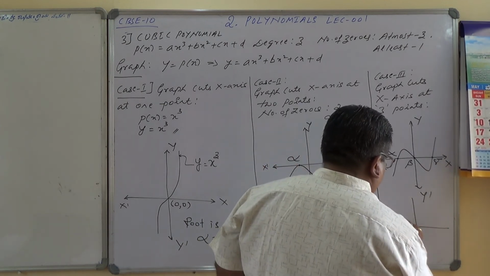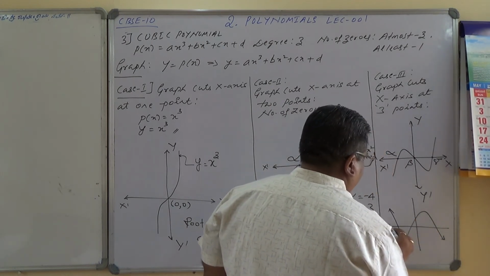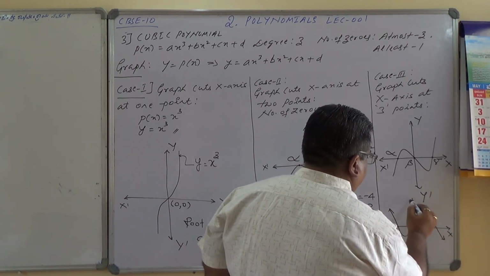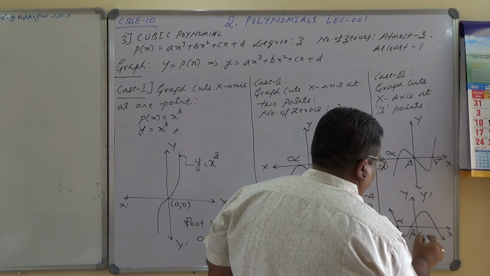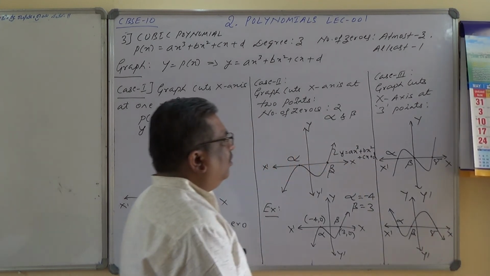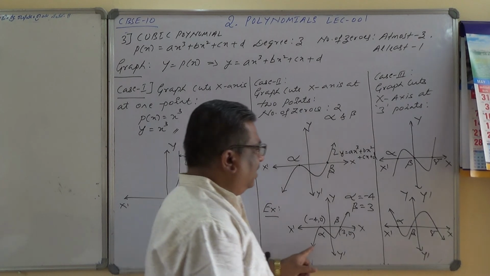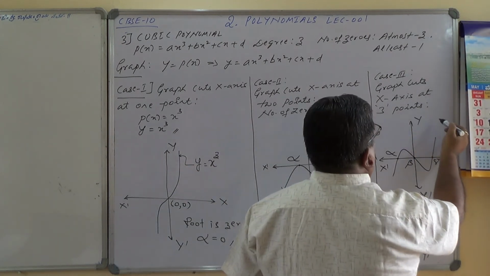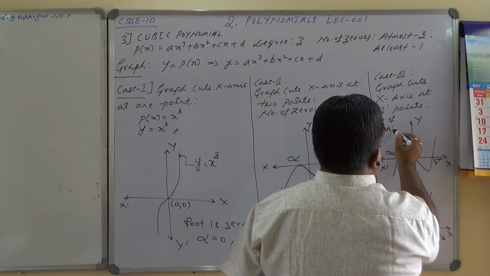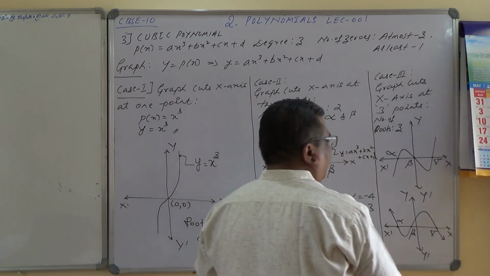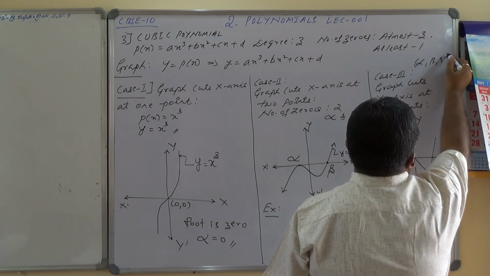So here you can see, this is the graph which is cutting the x-axis at 3 points, x dash, y and y dash. Here this is alpha, this is beta, and this is gamma. So in a cubic polynomial we can have only one root, we can have two roots, alpha and beta, and we can have three roots represented by alpha, beta and gamma. Therefore the number of roots over here equals 3. And which are the roots here? Namely alpha, beta and gamma. Important, alpha, beta and gamma are the roots over here.